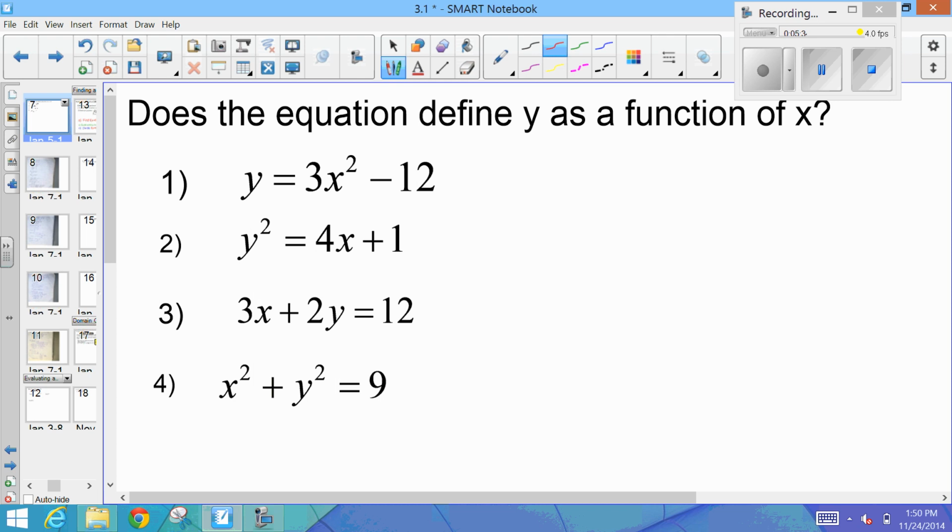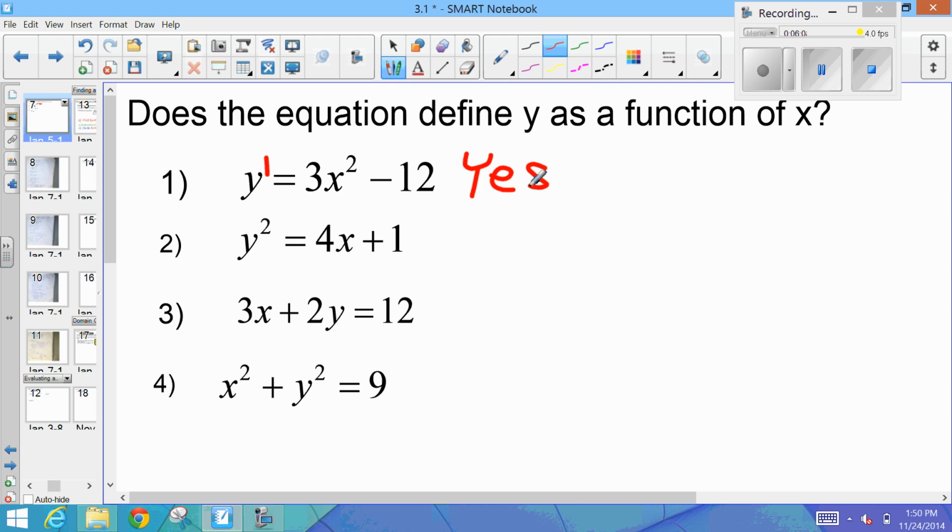So now that we've got our rules down, these problems are very, very easy. We're only looking for the exponent of y. If the exponent of y is odd, then the answer is yes. If the exponent of y is even, then the answer is no. So here, problem 1. I've got an imaginary 1 there. 1 is an odd number. So yes, the equation defines y as a function of x.